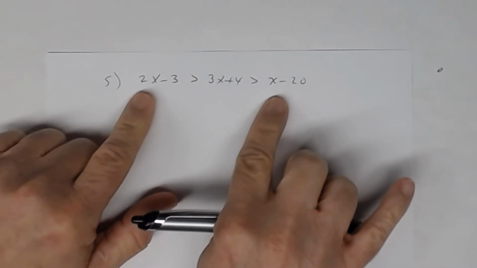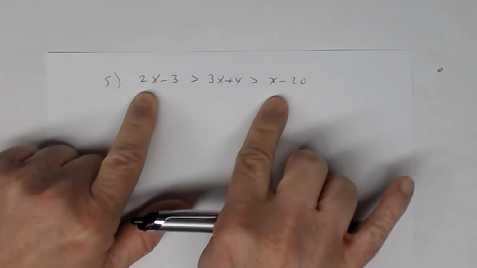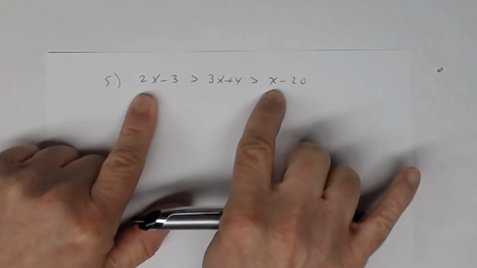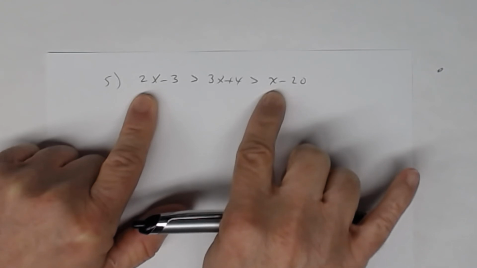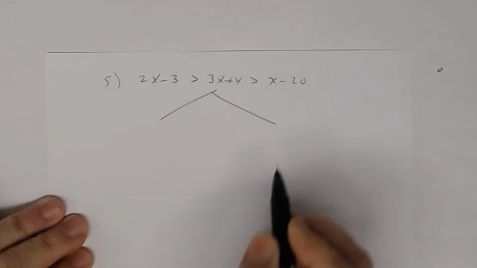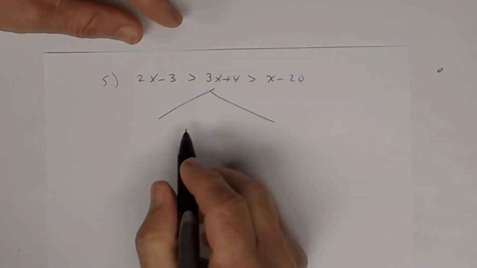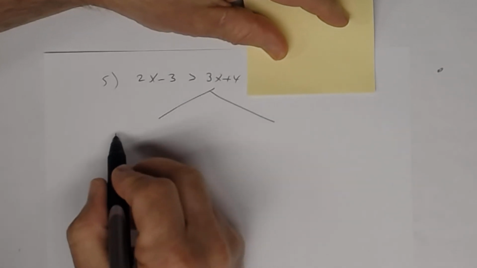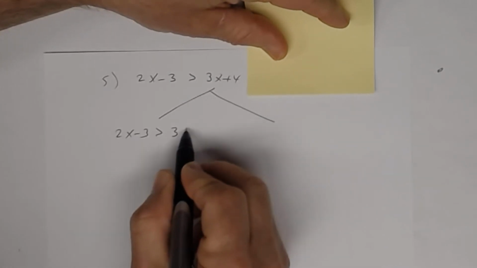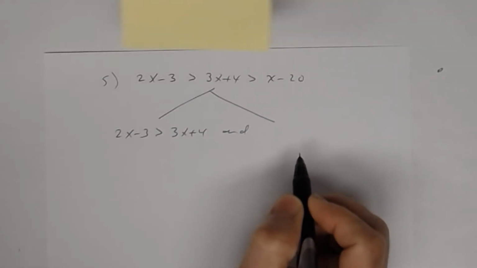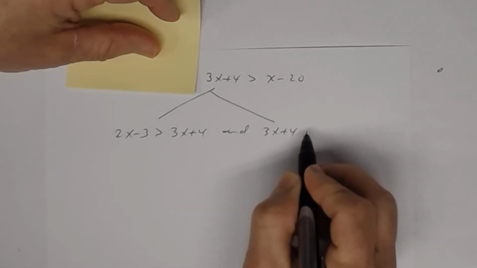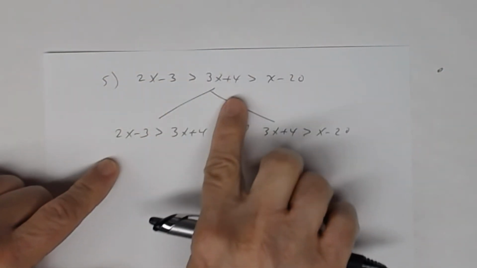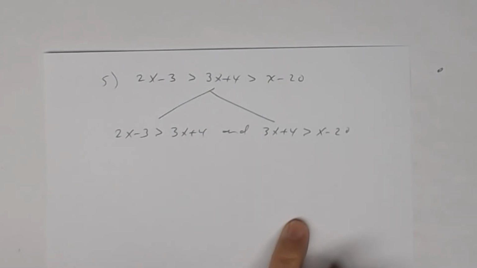Because look, on the outer terms, the variable term here is 2x. The variable term here is just x. Those are not the same. They're not the same term. So you are going to have to split this apart into two simple inequalities. So you're going to say 2x minus 3 is greater than 3x plus 4. And at the same time, 3x plus 4 is greater than x minus 20. And so to solve this compound inequality, you're going to solve each of those individually first.